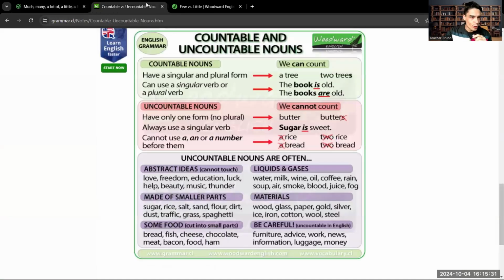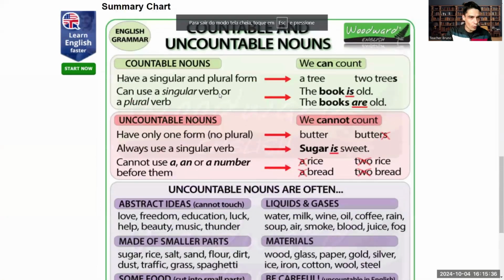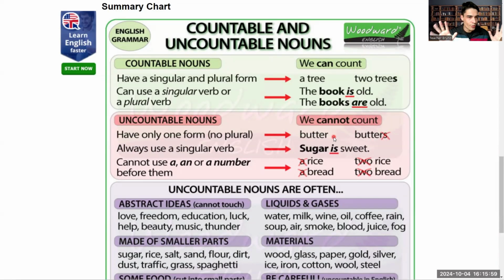Let's take a look at additional examples here. Countable nouns, they all have plural forms. Book, books. Countable, plural form. Friend, friends. Pen, pens. Plural form. And uncountable nouns, they don't have a plural form. Butter, we don't say butters. Sugar, we don't say sugars. We don't say times. We don't say energy.